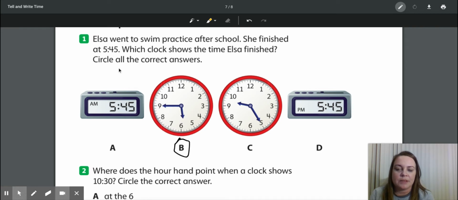Now remember up top it says circle all the correct answers, so we're going to make sure that C and D either are correct or are not correct. Look at the hour hand on C. It's between the 9 and the 10. So it's just past the 9, so the hour would be 9 something. We're not looking for 9 something. We're looking for 5 something, so it cannot be C. Go to my digital clock, 5:45. Check if it's AM or PM. It's PM. So D would be another correct answer.